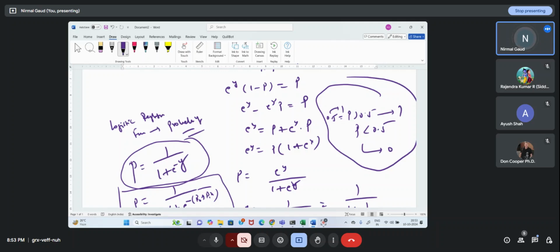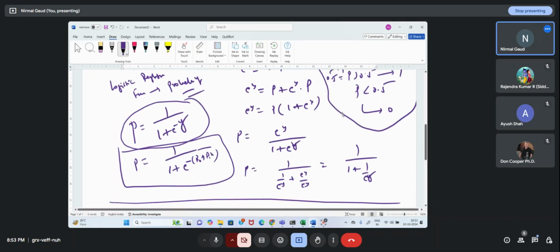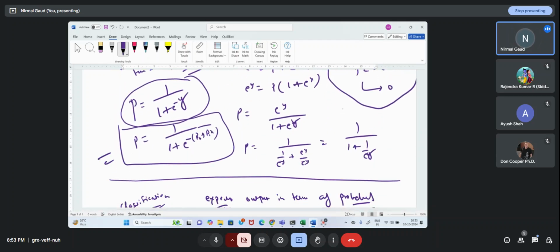Then later on, it's your duty to decide whether the probability is greater than 0.5 or less than 0.5. This you have to do. The logistic regression model always gives a probability according to this formula. Understand? Okay, got it. So finally the probability P equals 1 upon 1 plus e to the power minus (beta naught plus beta 1 x).